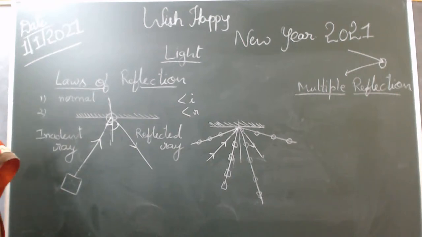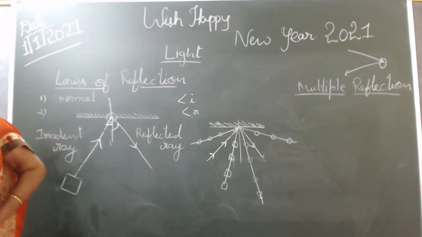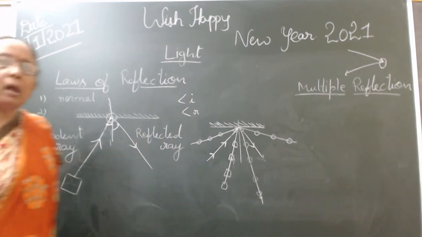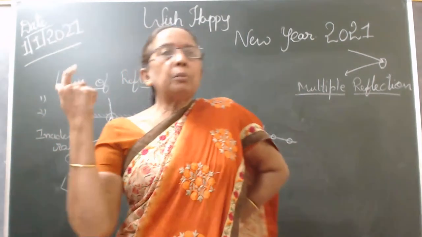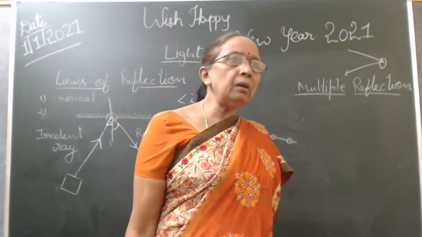So in barber shops or parlors, you can see your backside portion also. Why? Because of only the reflection. They will set the mirror on the backside, so you will see your reflection in the front side.